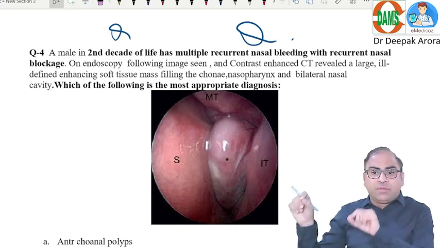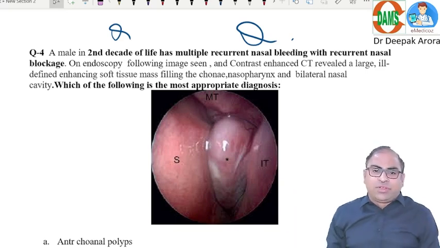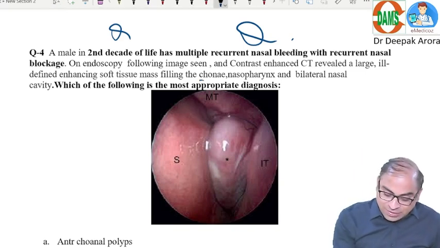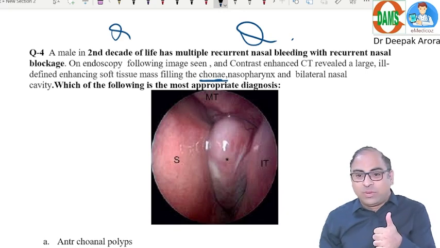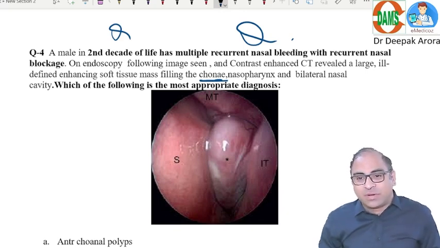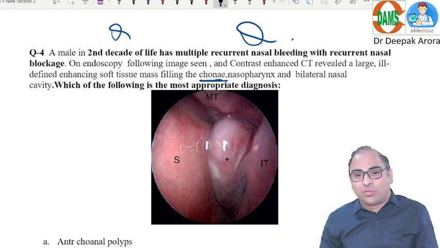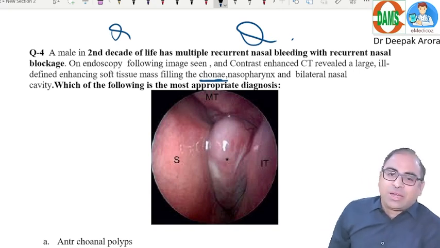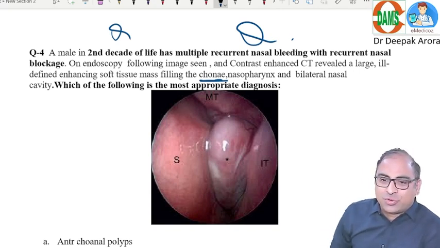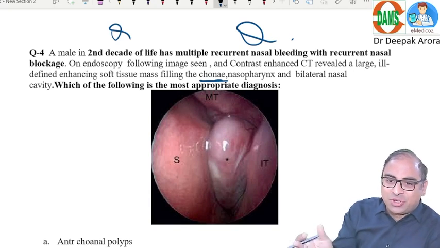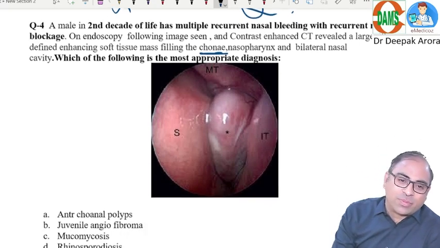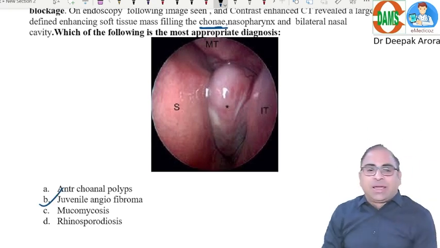Contrast enhanced CT reveals a large, ill-defined enhancing soft tissue mass. What is the examiner doing? Wasting your time, filling the question. Many students say antrochoanal polyp. No, no. Antrochoanal polyp is not a question of recurrent epistaxis, recurrent bleeding. No way. So you are going for antrochoanal polyp, not at all. Nasopharynx, bilateral nasal cavity. This was the finding we discussed in the classroom on CT examination. The examiner, instead of giving CT, has given you an endoscopic image and all the findings given in CT. The most appropriate diagnosis is no other than angiofibroma.